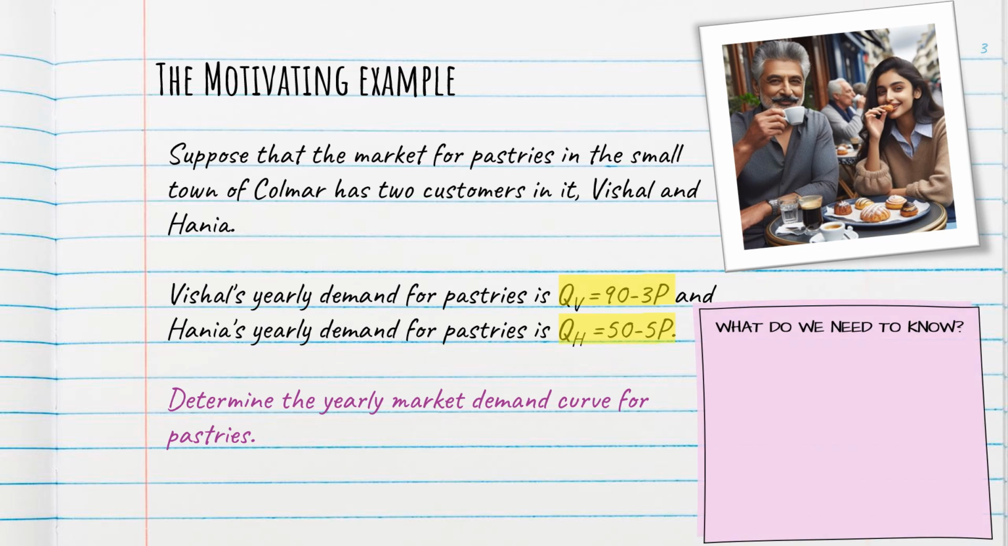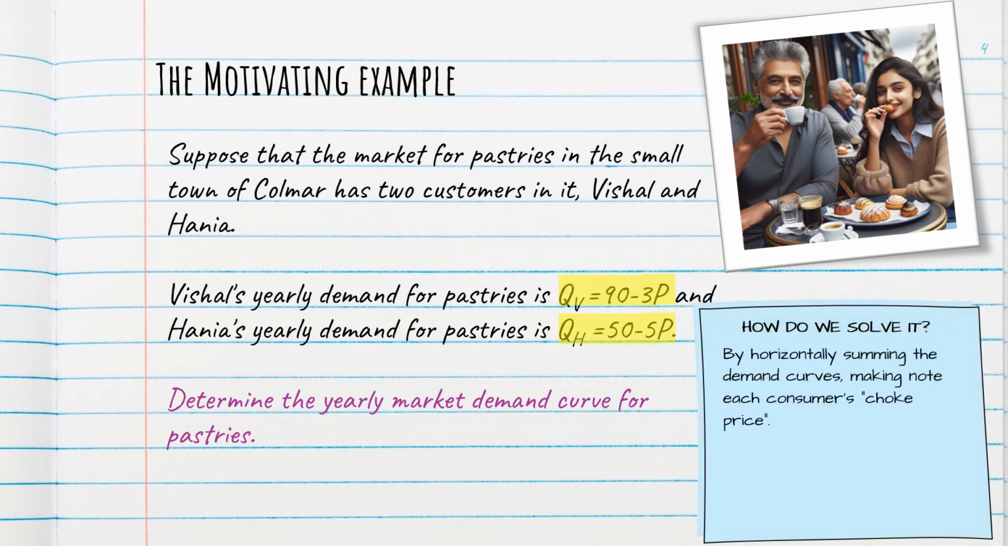What do we need to know to answer this question? We just need to know the demand curves of all of the individuals in the market. This question has two individuals, so we just need two demand curves. How are we going to solve this question? We just need to horizontally sum the demand curves. This means fix price and add Q, but we have to be careful and make a note of each consumer's choke price. This is the price at which they cease to demand any units.